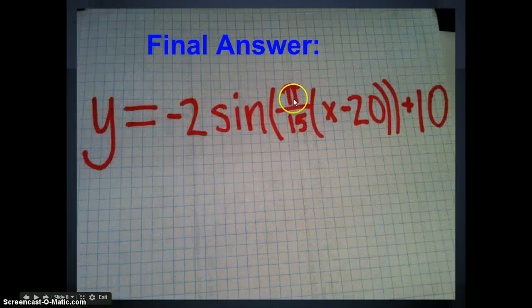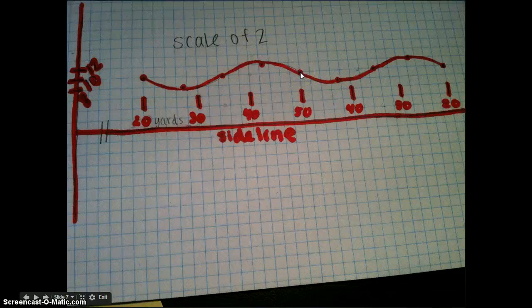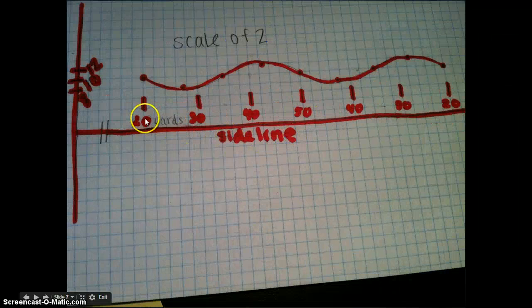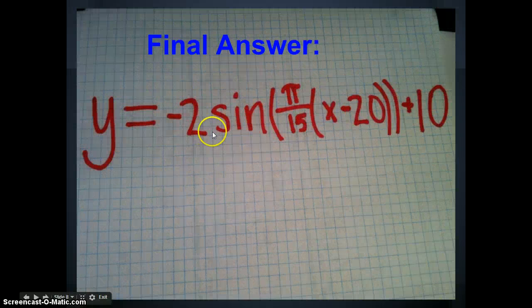The pi over 15 was found because the interval length of the sinusoidal function was 30, and to find the b value we needed to do 2 pi over 30, which reduced down to pi over 15. X minus 20 was used because he wanted the graph to start on the 20-yard line instead of at the 0-yard line, so that made it shift right 20.